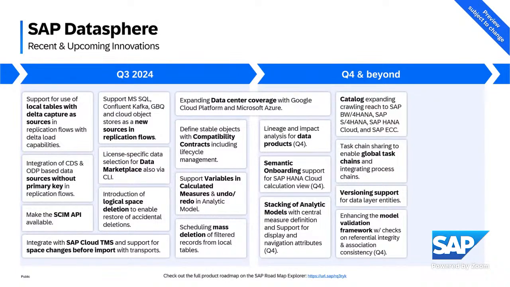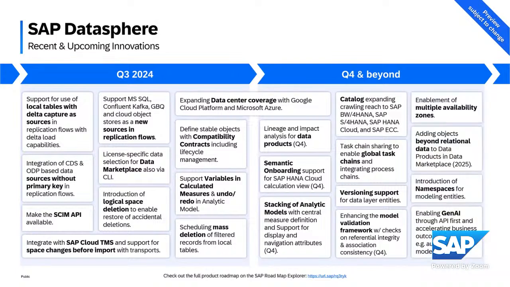And on the task chain side, very interesting, we want to introduce the concept of a global task chain, meaning global running across spaces, and also integrating the process chains there, as well as versioning support, which very likely will be a 2025 feature, as well as these other ones here with the namespaces, what we plan for next year, and multiple availability zones to help you further on the stability and high availability of your tenants.